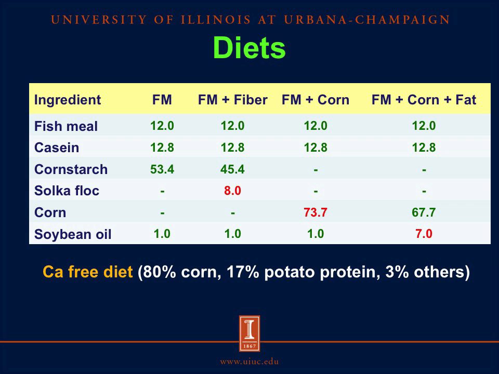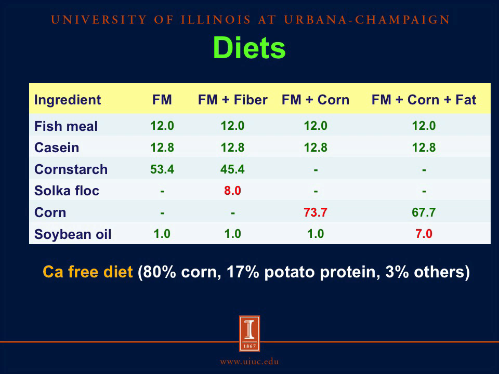These are the diets that we used for this experiment. We had a fish meal cornstarch diet. This diet contained fish meal, casein, and cornstarch. It was similar to the fish meal cornstarch diet that we used in the first experiment. The fish meal with fiber diet was similar to the previous diet, with the exception that solka floc, a source of cellulose, was included at the expense of cornstarch.